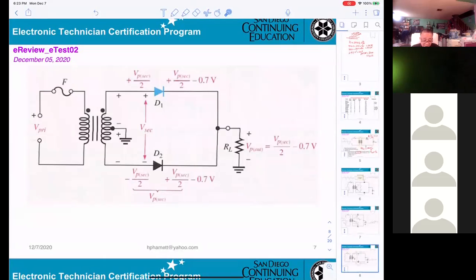Okay, that's another thing for you to read to make sure you can understand exactly how the full wave rectifier works.